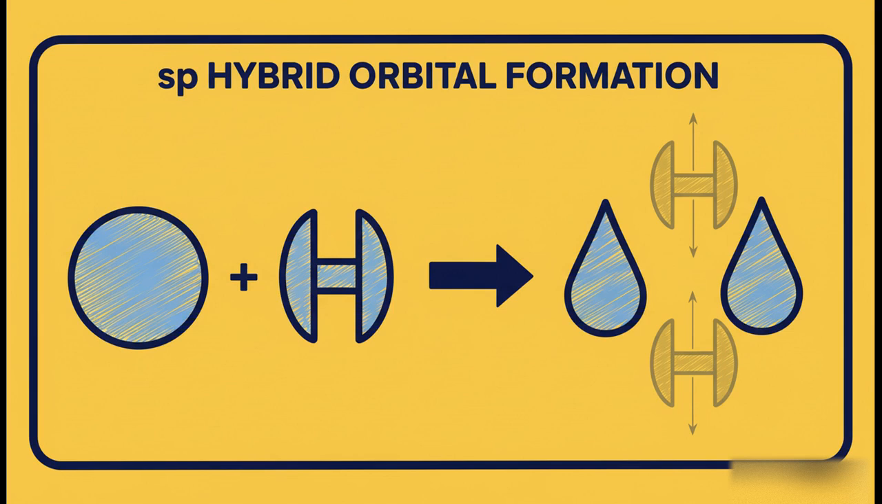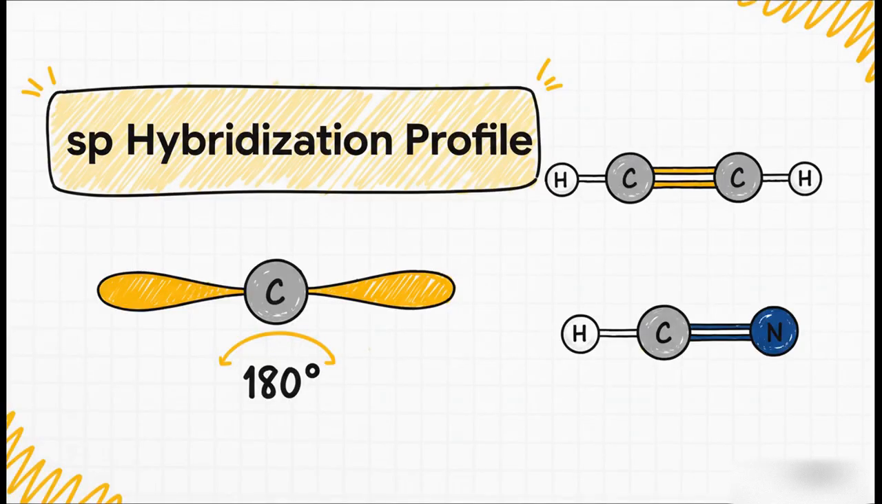We call these sp hybrid orbitals. The other 2 p orbitals? They're left alone, unhybridized, ready and waiting to form pi bonds if needed. And these 2 sp orbitals want to get as far away from each other as possible, so they point in opposite directions. The result? A perfectly linear geometry with a 180-degree angle. This is exactly what you find in molecules like acetylene with its carbon-carbon triple bond, or in hydrogen cyanide.